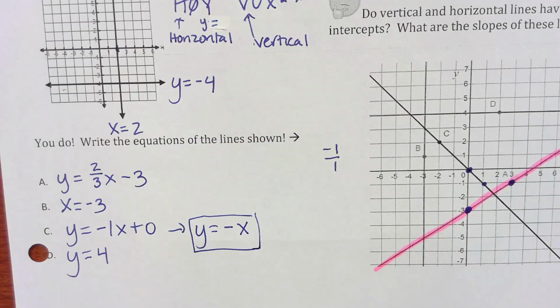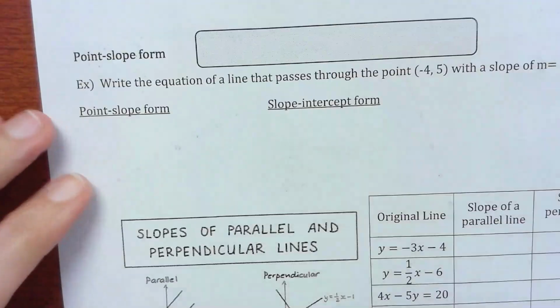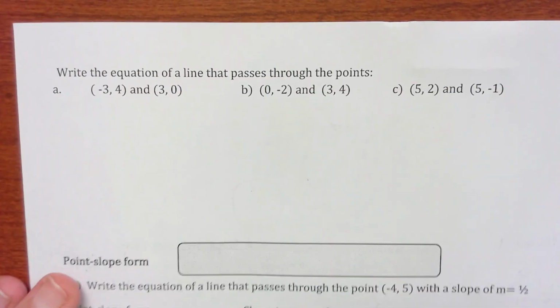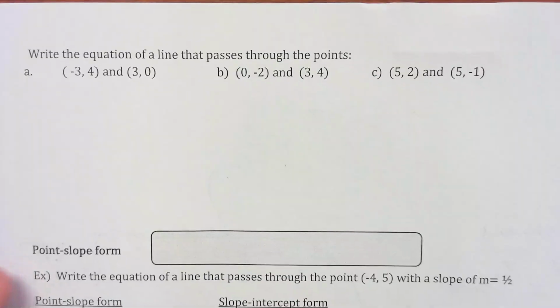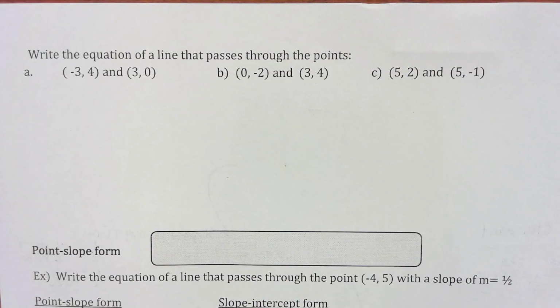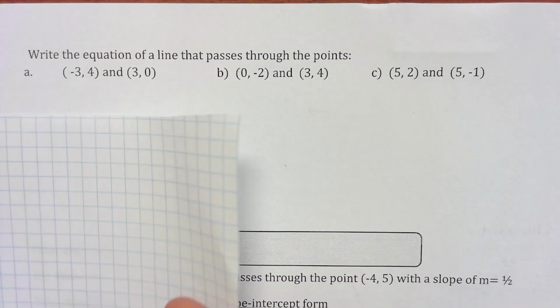Okay, let's look at the back. Write the equation of a line that passes through these points. Now, I'm a person who loves a good graph, so there's an algebra way that you can do these, and then there's also a graphing way that you can do this. I'll do the first one with graphing, and I'll do the next one with algebra. So you kind of get to choose which makes the most sense to you.